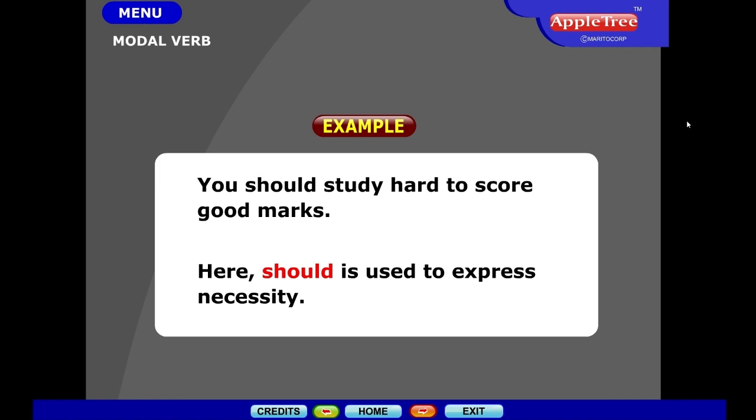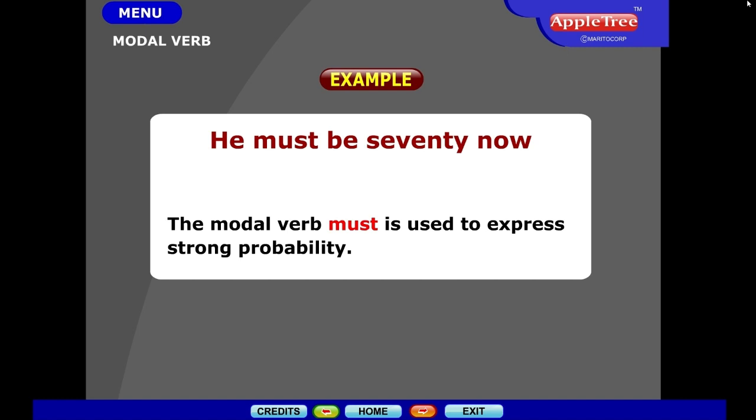Look at the sentence. You should study hard to score good marks. Here, should is used to express necessity. In this sentence, he must be 70 now. The modal verb must is used to express strong probability.